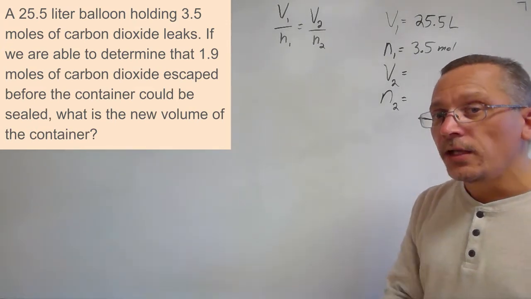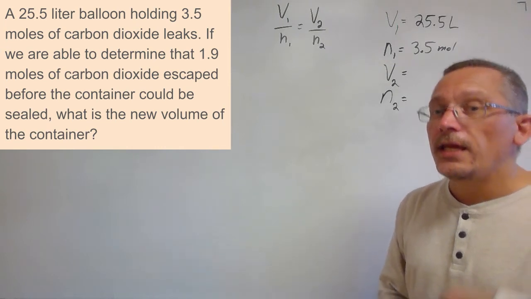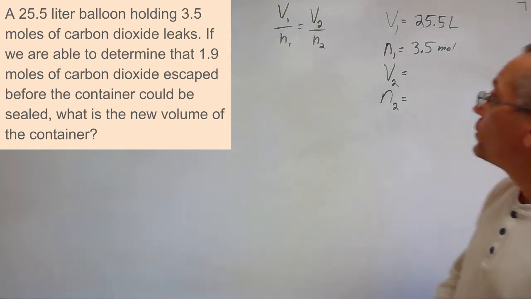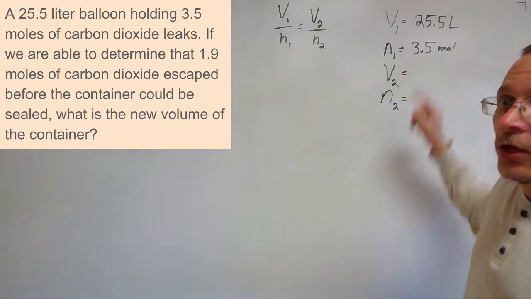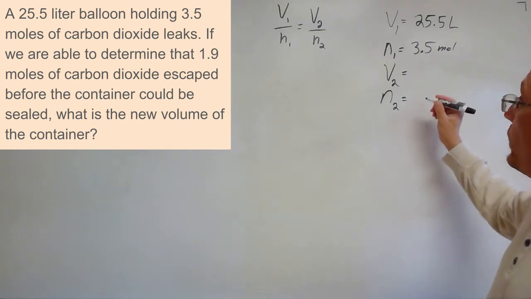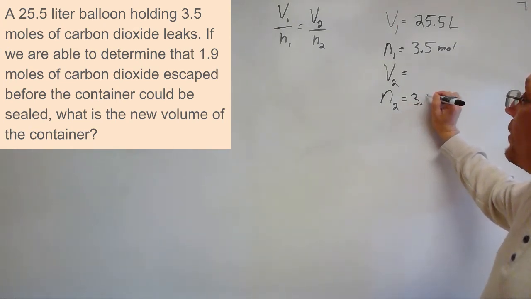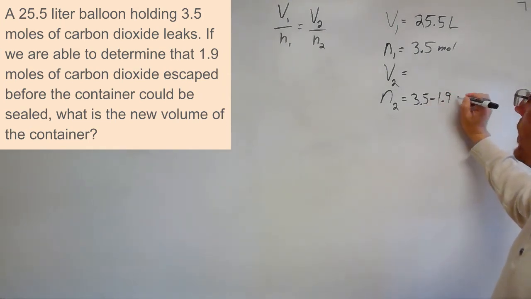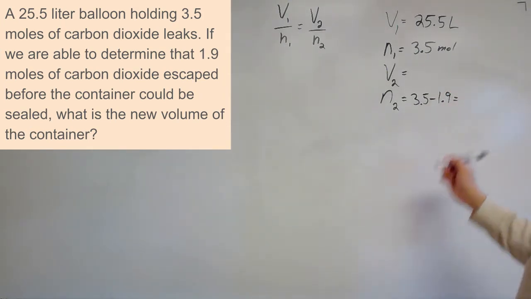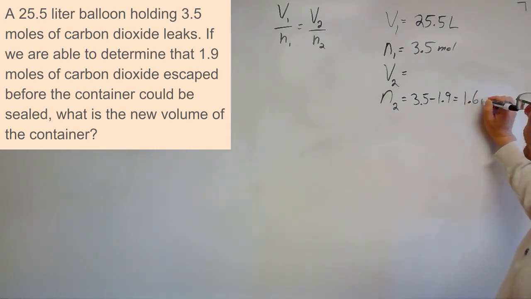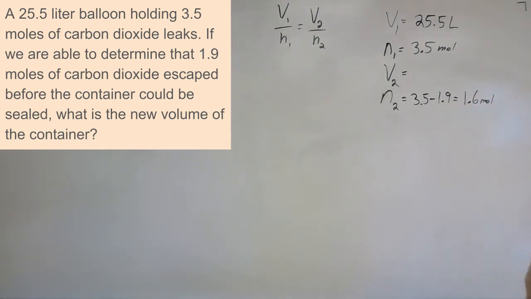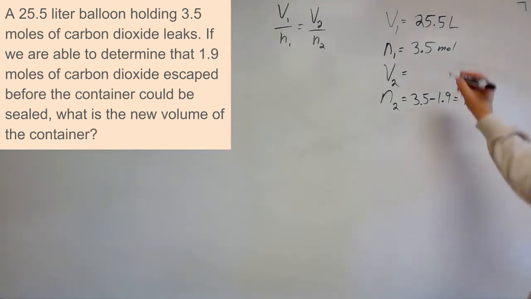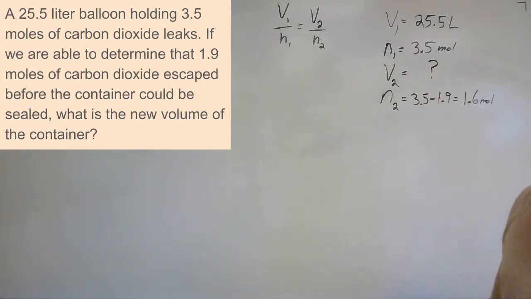Okay, moving on, I see the next number there, 1.9 moles, but we need to read this problem carefully. This is the little tricky part. It says that 1.9 moles escaped. That's not how much is left at the end. That's how much escaped. So this is how much we had at the beginning. 1.9 moles escaped. So to figure out N2 here, I've got to subtract those numbers. So I started with 3.5. I lost 1.9. How much do I have left? It should be 1.6. Not going to see that on every problem. Here they decided to make it just that much trickier, right? Then obviously we're going to look for and find volume 2.